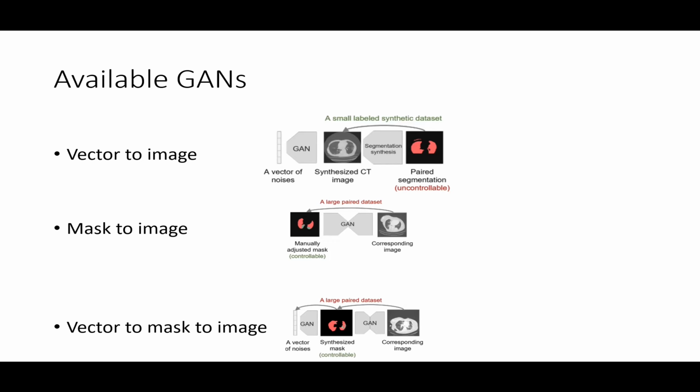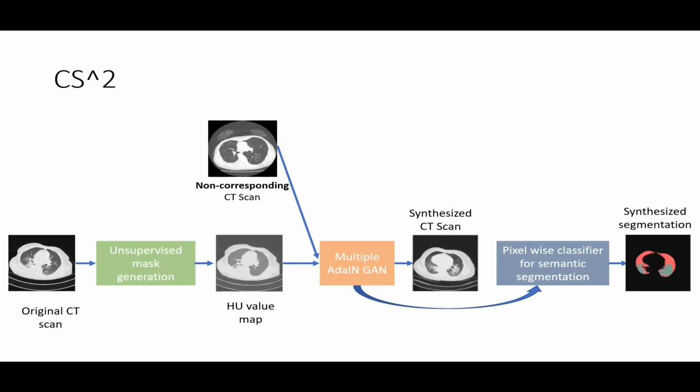But here's the approach of this paper. It's a bit more complex. So we have an original CT scan. We're going to pass it through an unsupervised mask generation, so we're not using any labels, and it's going to give us an HU value map, HU being the density, because here the color will represent density in CT scans.